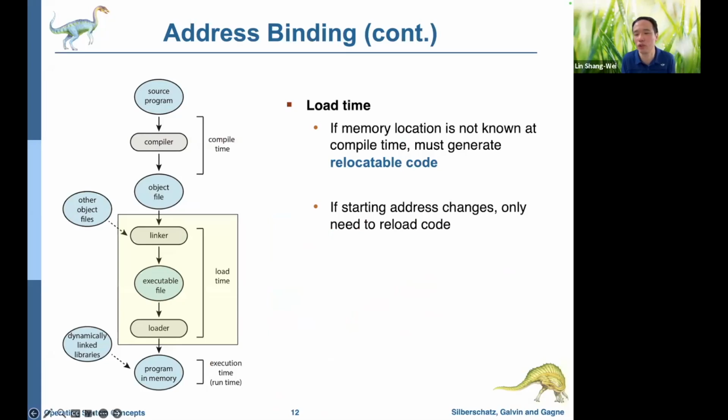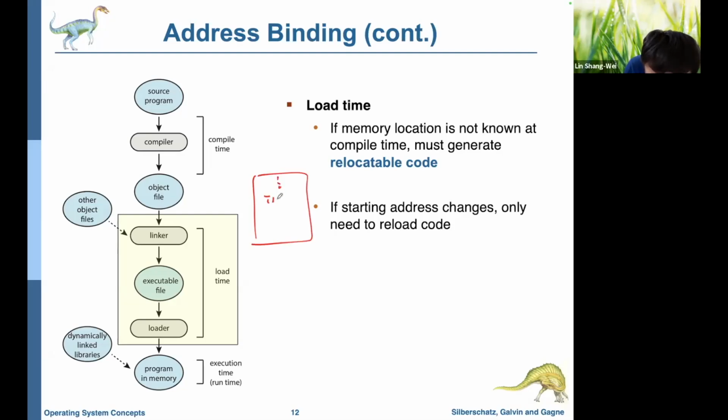Because I'm not sure, for example, where I'm going to put my program in memory. So in this case, we need to generate our code as relocatable code. I'm going to use the same program. So this is our program.